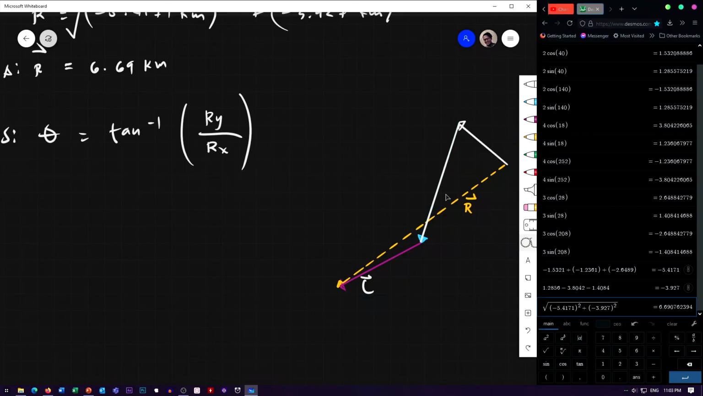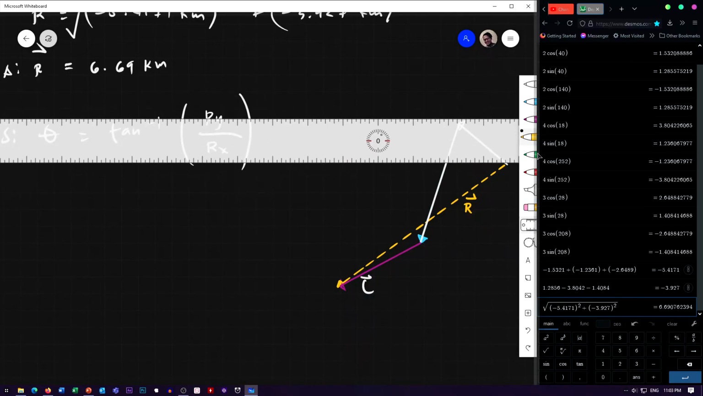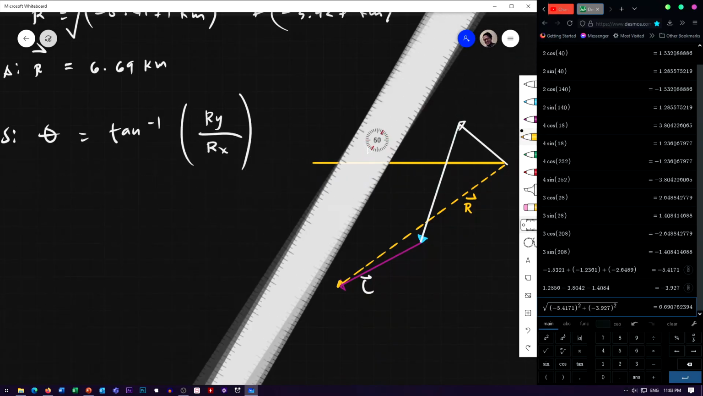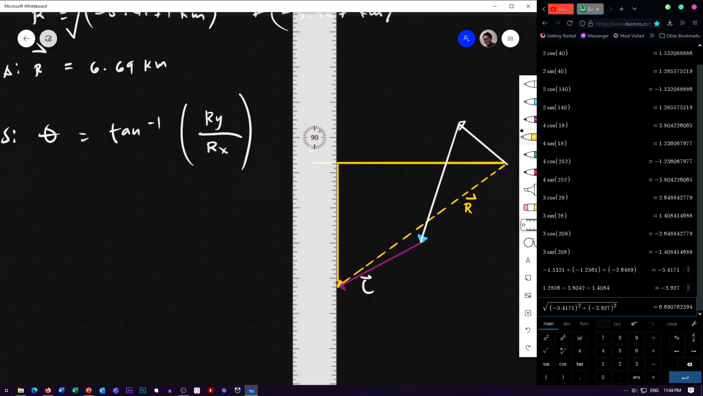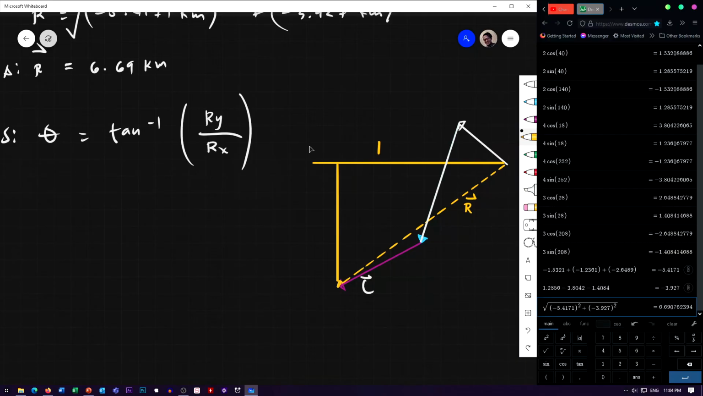So if you take a look at our diagram, I'm going to draw hard yellow lines. There. So as you can see, this is r sub x, then this is r sub y. The angle is located here.